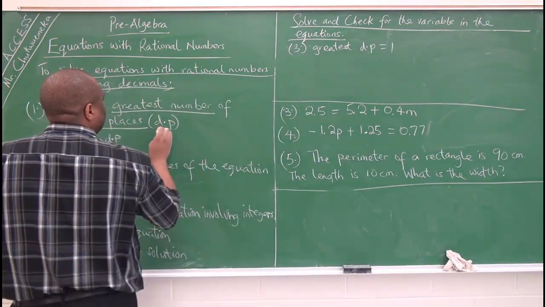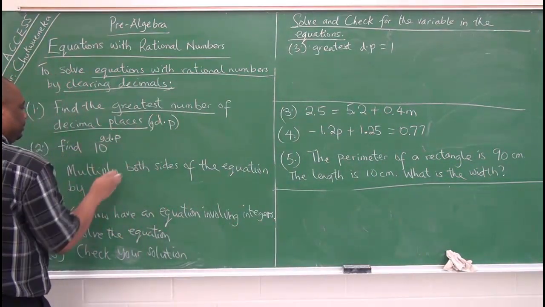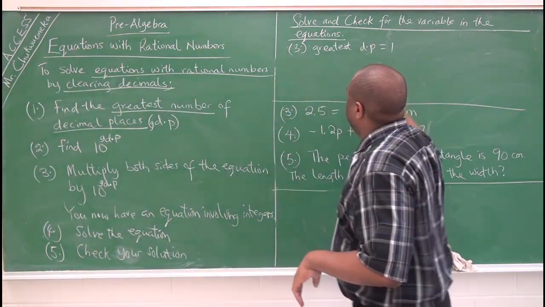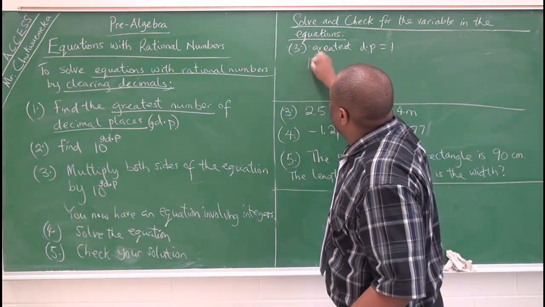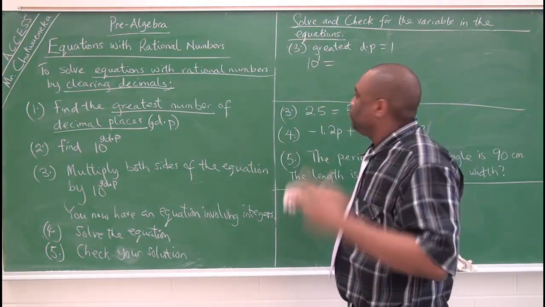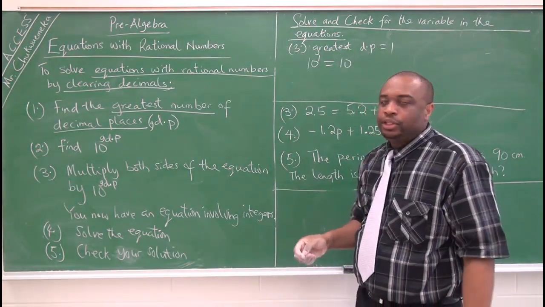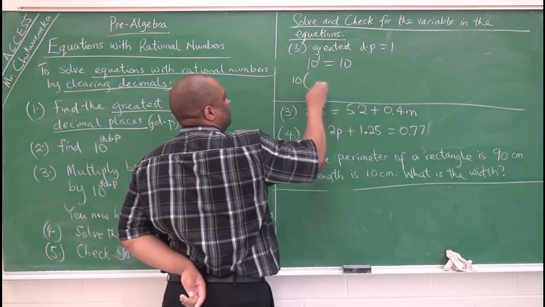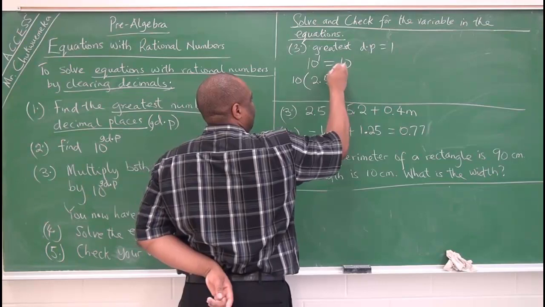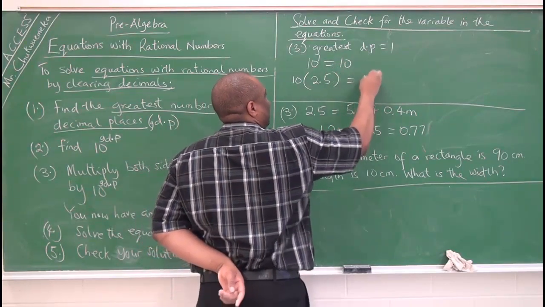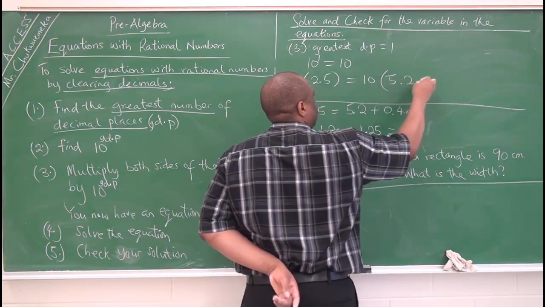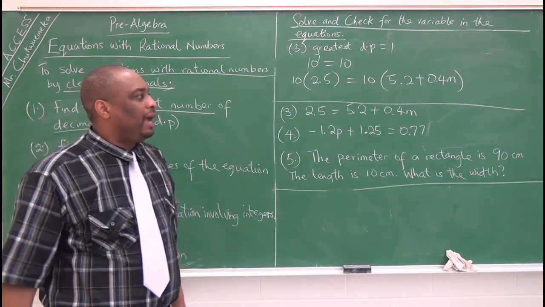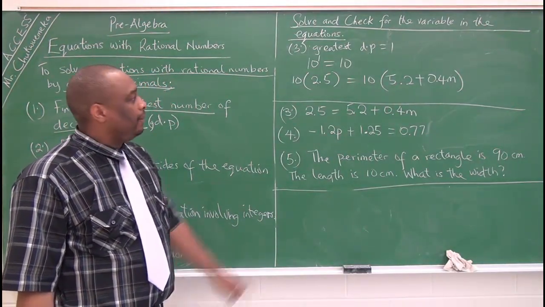I can put this as GDP, greatest decimal place. GDP is 1, so you now find 10 to the power 1. 10 raised to the power 1 is 10. So you now use 10 to multiply both sides of the equation. So this will be 10 times 2.5 equal to 10 times 5.2 plus 0.4n. This is what you have.